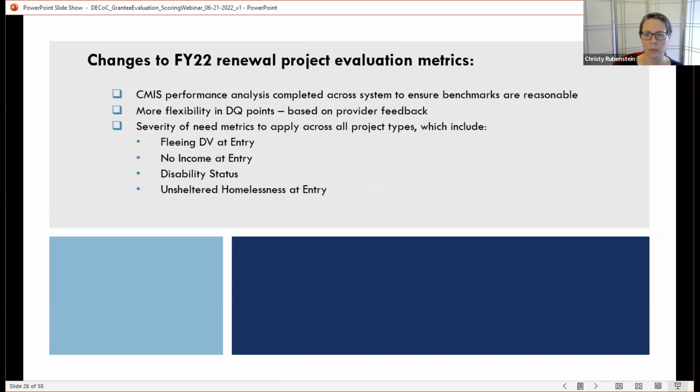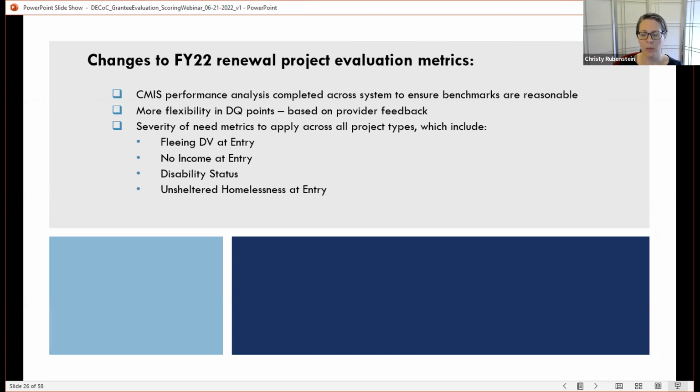points. In terms of the metrics themselves, we have a CMIS performance analysis was conducted to kind of tweak benchmarks along the way and to make sure that they were set at kind of levels that are reasonably accomplishable by all of you, by your projects. More flexibility was included in the data quality points, so we'll go through that.